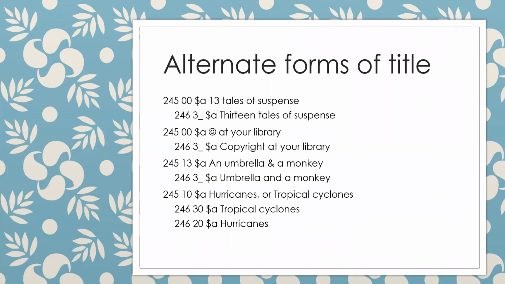But the 246 first indicator 2 says no note, no added entry. So because you already have it in the 245 10, it's already searching in the 245 under hurricanes, so it doesn't really need to be accessible in the 246, which makes me wonder why we even add it. Exactly, me too. But they're telling you that you should. Because you're tracing the portion of the title that preceded the word or, that's why.